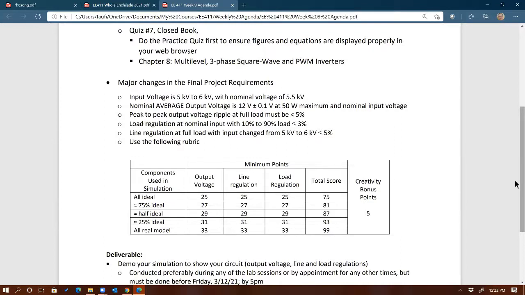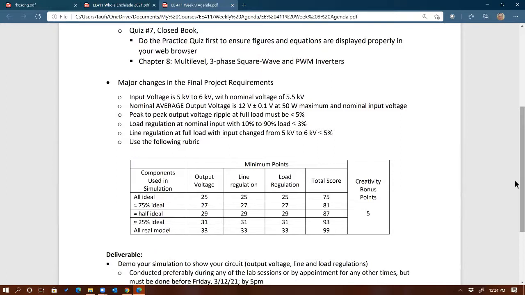Okay, input voltage is still 5 kV to 6 kV with a nominal voltage of 5.5 kV. Average output voltage is still 12 volts, so I've not changed these two, plus or minus 0.1 at 50 watts. Same thing with ripple, it has to be less than 5%. Load regulation less than 3%, and finally line regulation has to be less than 5%.